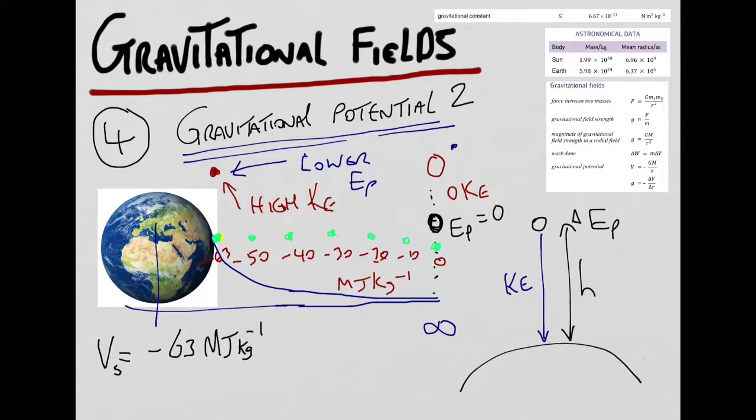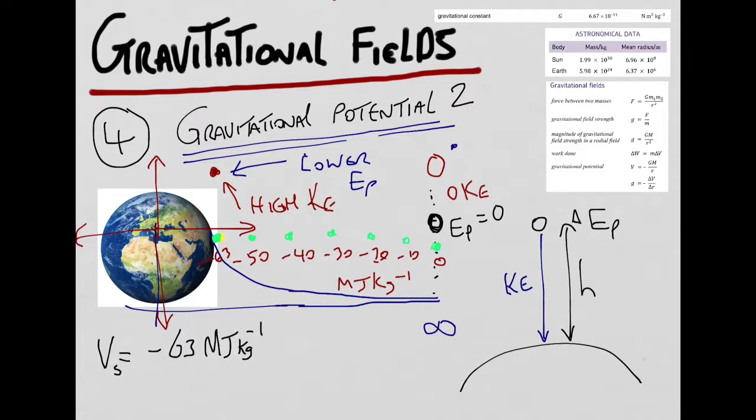Because the Earth is round and the field around the Earth is radial, whatever I could say is true for an object at this radius here would also be true, therefore, at that radius in that direction, and in this direction, and in this direction.